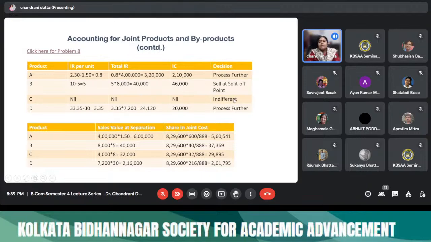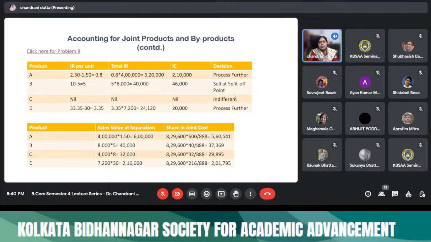For C, you are indifferent. You may sell it as intermediary, or you may sell it after further processing. There is no change as such. The final selling price remains the same and there is no further processing cost. So definitely the product is being sold at split off point for C.